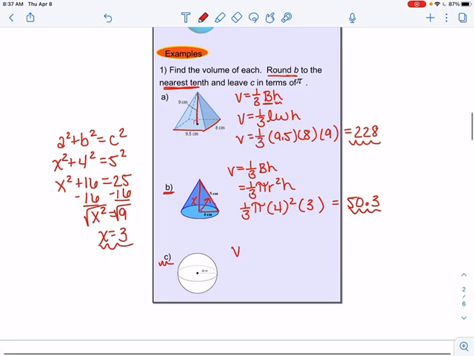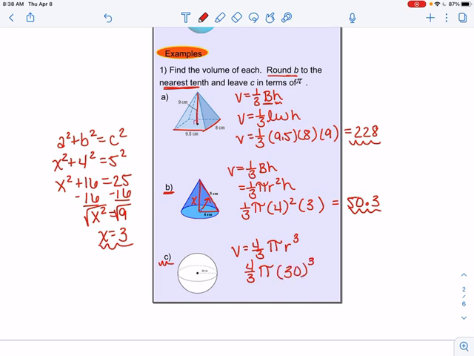So the volume of a sphere is 4/3 pi r cubed, not squared. I know we are so used to saying r squared. Again, please make sure with the sphere that you're cubing that radius. Okay, so we're going to have 4/3 pi. Your radius is 30, so you're going to have 30 cubed. Okay, again, we want pi in our answer.